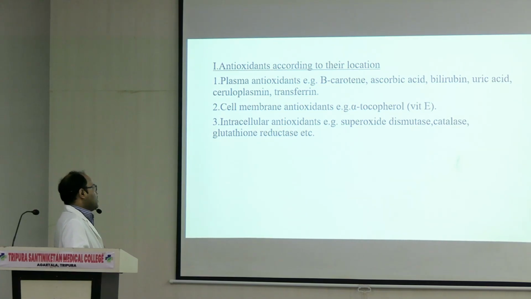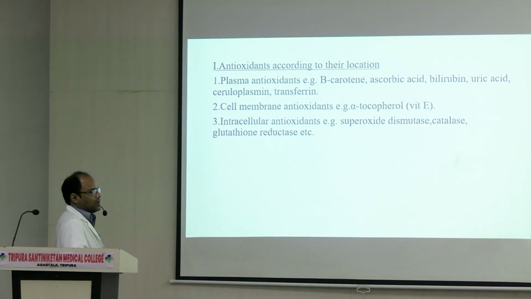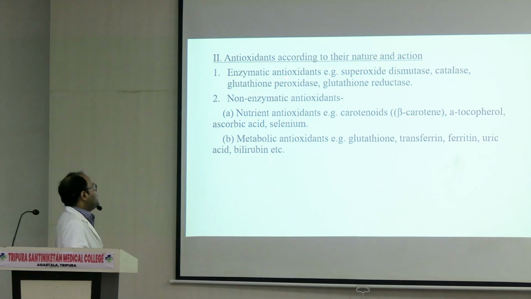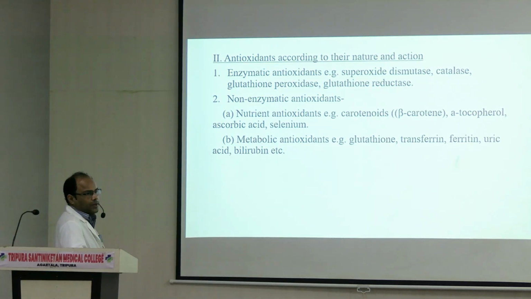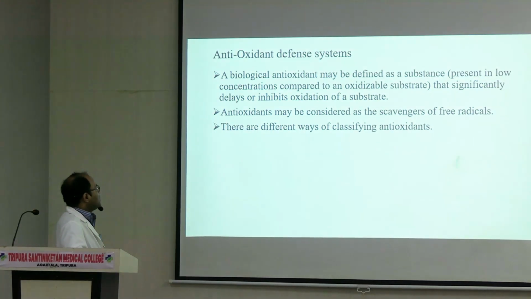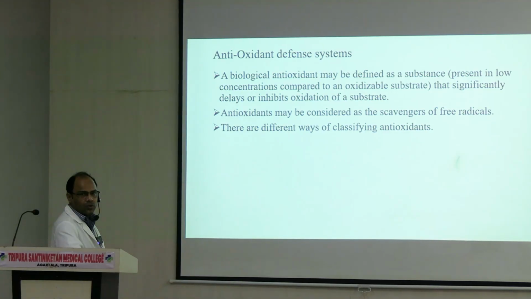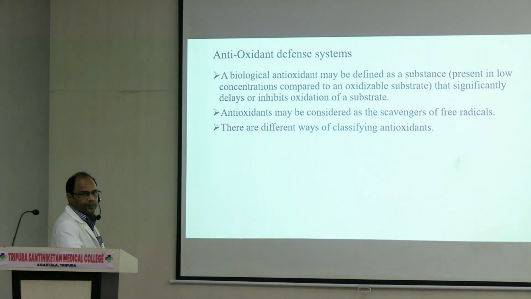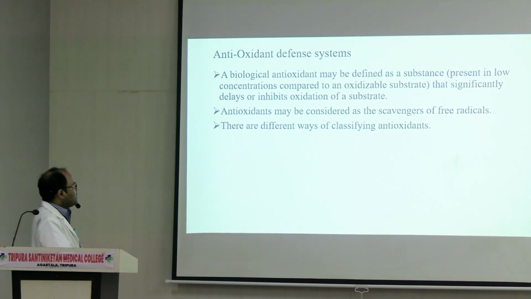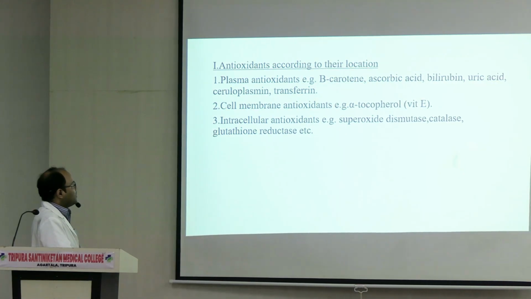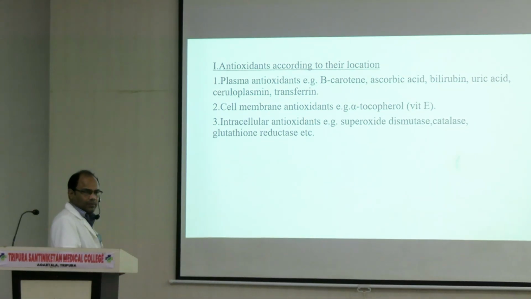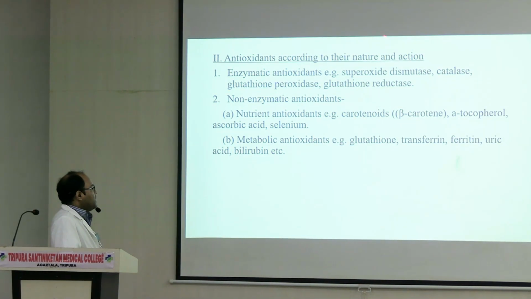Next is intracellular antioxidants like superoxide dismutase and catalase, which are all enzymes. Antioxidants according to nature and action, like enzymatic antioxidants. If you are asked in the exam about the antioxidant defense system, a short note, you should write what the antioxidant defense system is and divide them according to location: in the plasma, in the cell membrane and intracellular, 3 areas. Next, antioxidants according to nature and action.